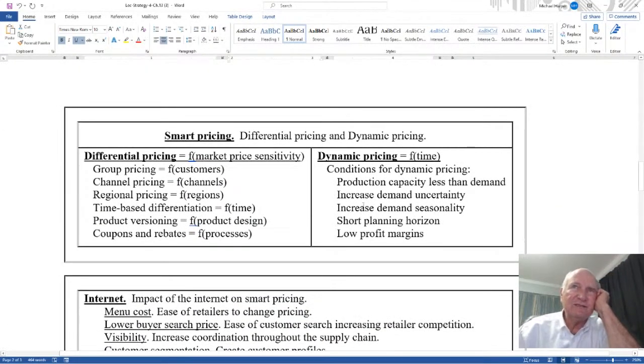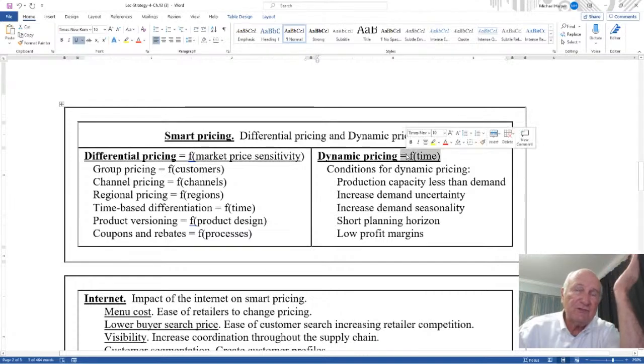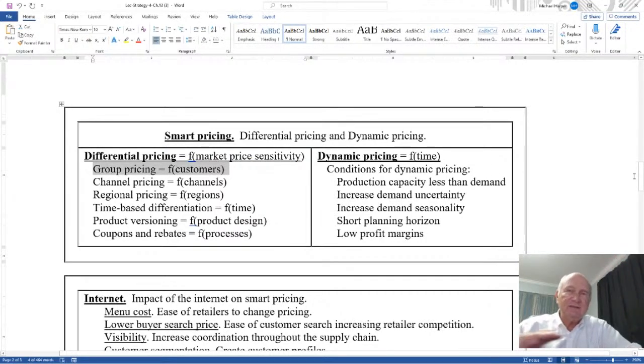Now, smart pricing. The last thing is smart pricing. There are two types: differential pricing and dynamic pricing. Differential pricing is changing the price according to the price sensitivity of the market, and dynamic pricing is just a function of time. In other words, for market sensitivity, well, group pricing, say different customers can have different prices. For example, senior citizens can have a discount, or military can have a discount. So different customers can have different prices. And so you encourage that.